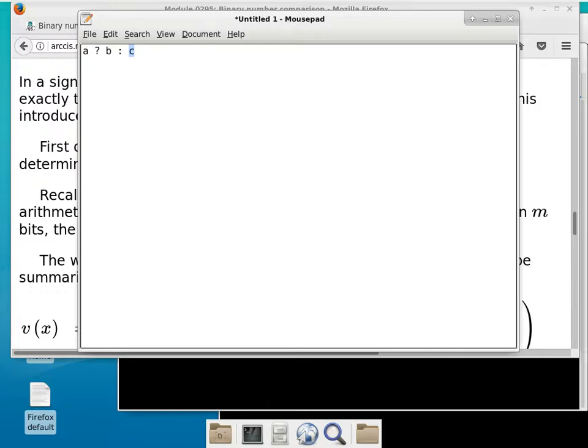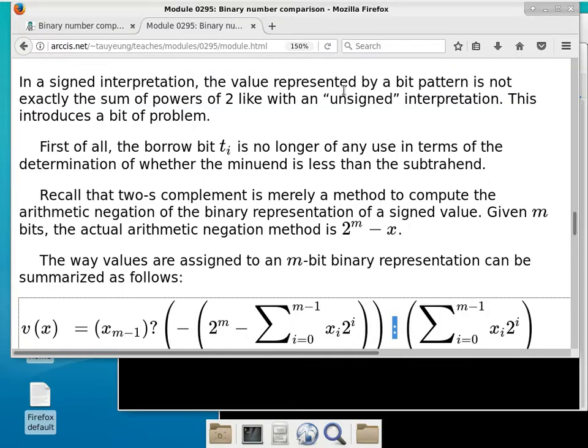Okay, so now that we know what a ternary operator is, we switch back to the notes and say, okay, but what is this whole mess here? Okay, so the condition of this particular ternary operator is x sub m minus 1. Well, I'm using the typical C++ shorthand here, because there's an implicit comparison to a zero. But I'm just using the bit itself as the truthfulness of this expression. In other words, if the most significant bit of x is a 1, this is true. If the most significant bit of x is a 0, this is false.